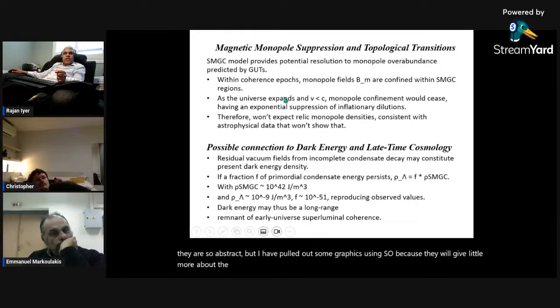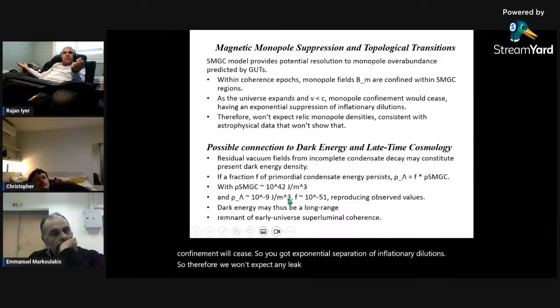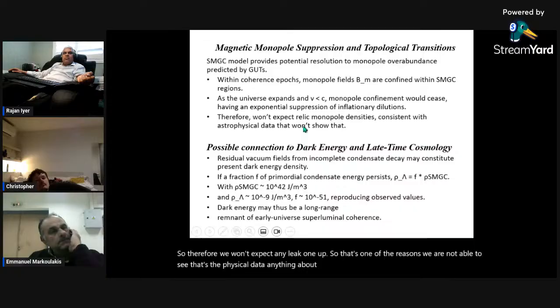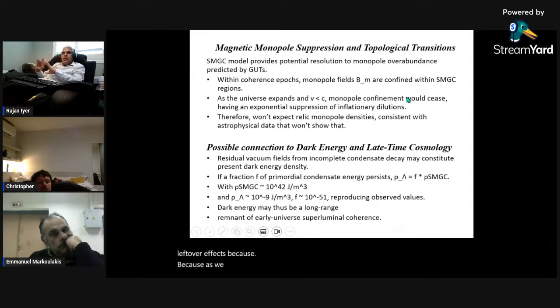As the universe expands and we become greater than, or less than, the speed of light, monopole confinement will cease. So you have exponential suppression by inflationary dilution. Therefore, we won't expect any relic monopole. That's one of the reasons we are not able to see in astrophysical data anything about a monopole density, any relic of that, any leftover effects, because as we go there, they all disappear. They become dipoles.